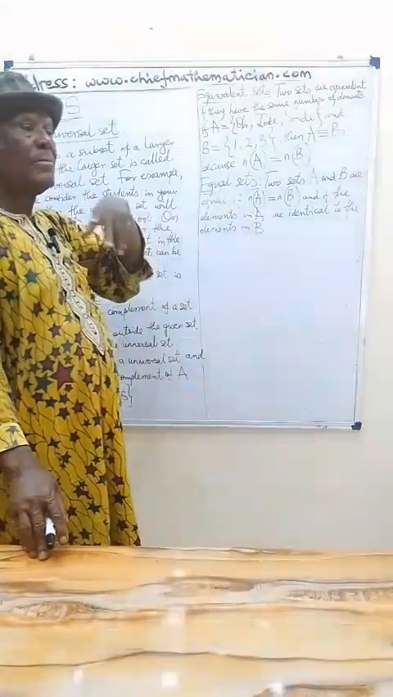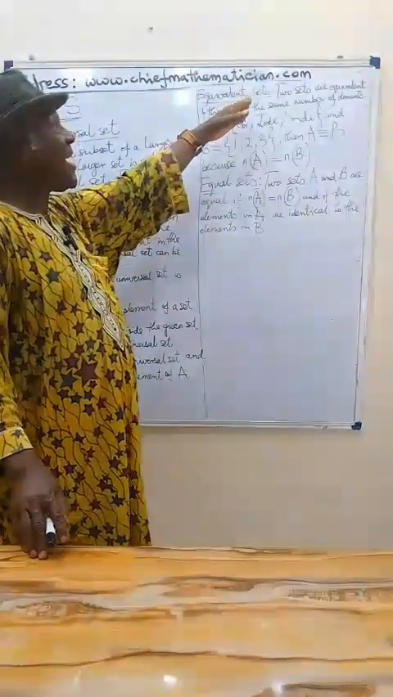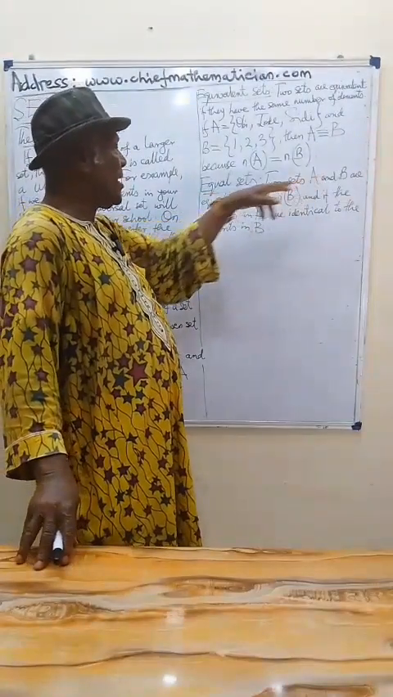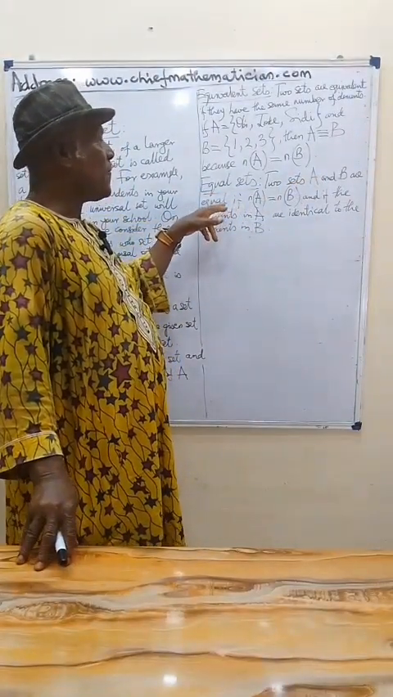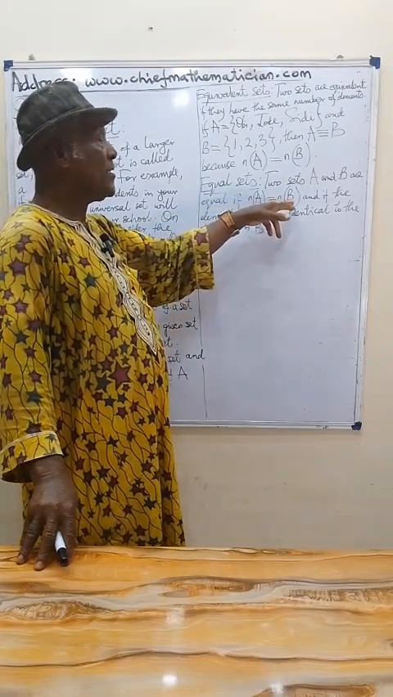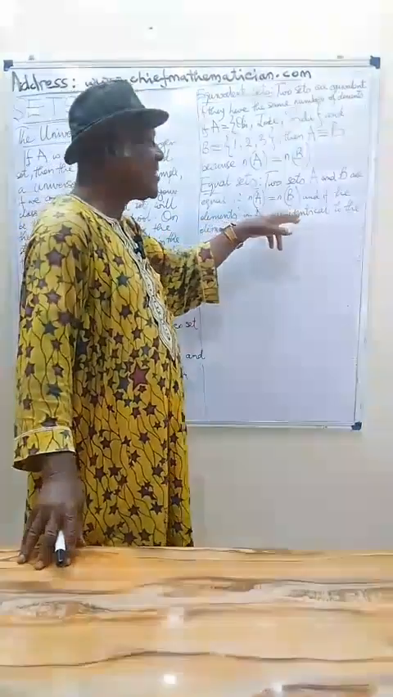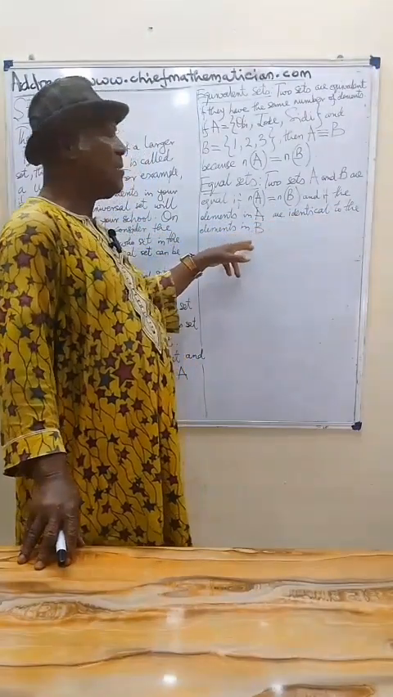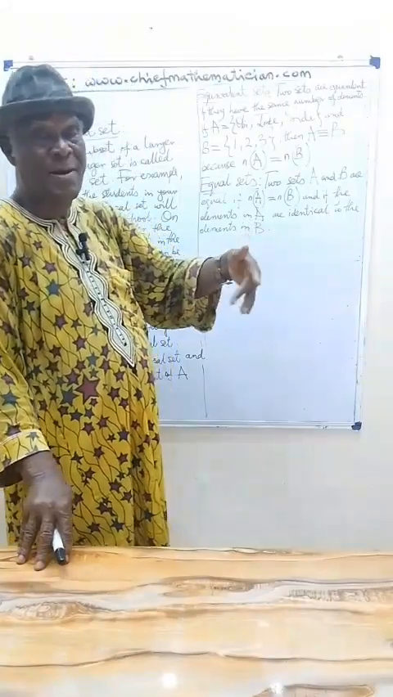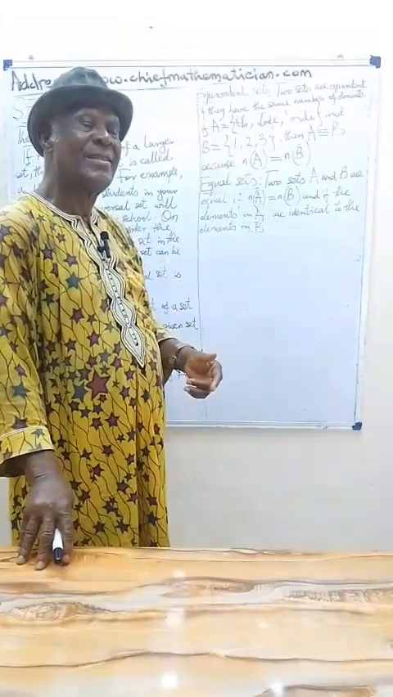Equal sets. Please take your time to understand the difference between equivalent sets and equal sets. Two sets A and B are equal if the number of elements in A is equal to the number of elements in B, and if the elements in A are identical to the elements in B. Either you are talking about names of people, or numbers, or something that has to be identical.